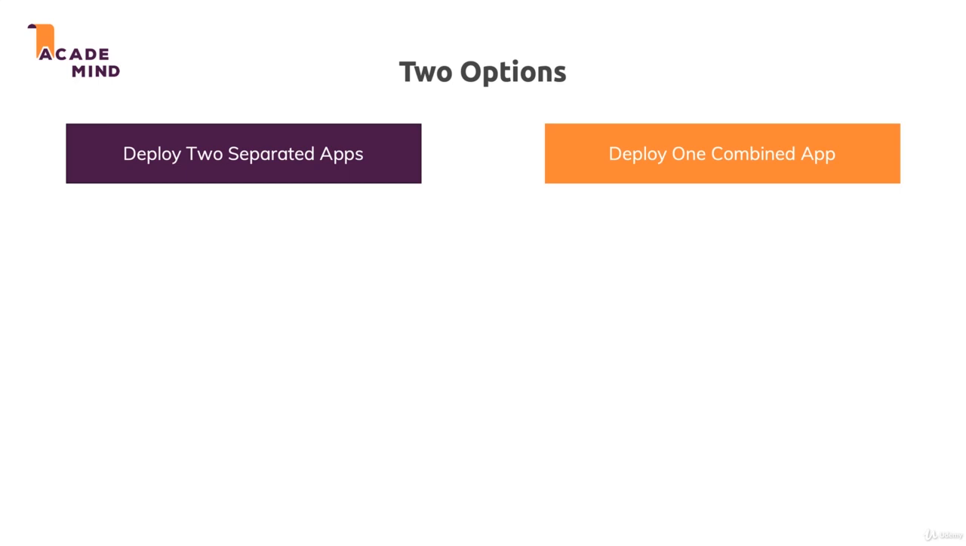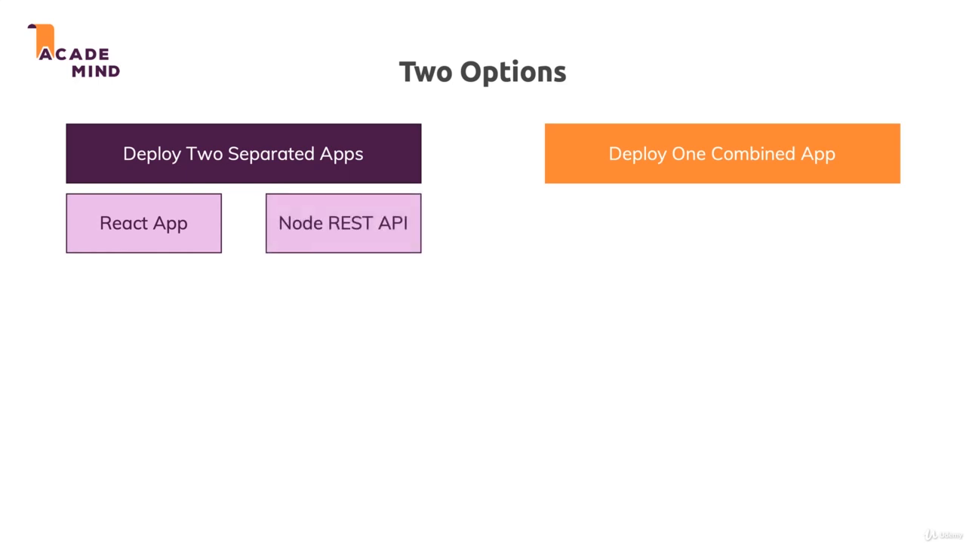Now let's have a look at option number one first, so two separated apps. There, your React app and your Node REST API would simply be deployed to different servers or different services which offer hosting. In the combined app case, we change our Node REST API a little bit to not just be a pure REST API anymore, but to also have a route which in the end returns the React app, so that we have both the backend routes, the API routes, and the React app route served through the same Node REST API.